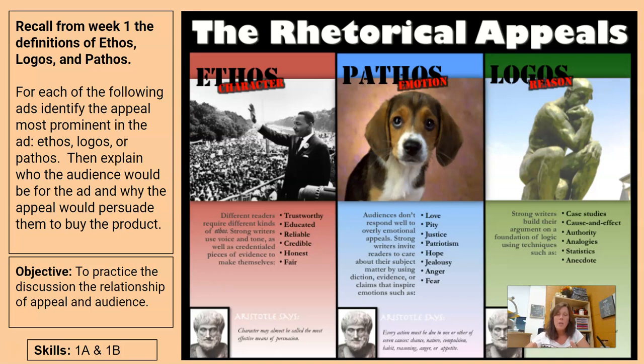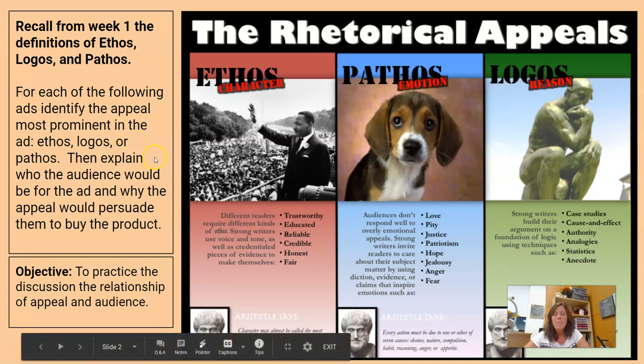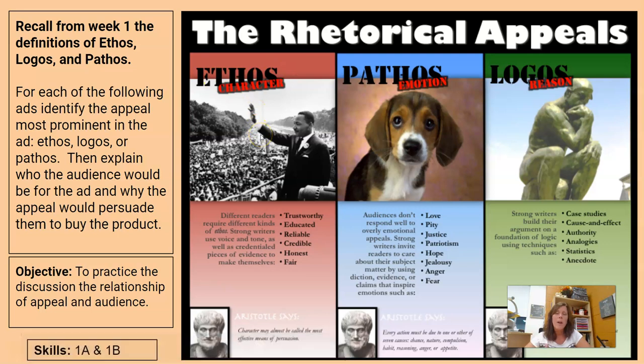Last week, we took an opportunity to review this slide that basically summarizes the Ethos, Pathos, and Logos appeals. As you see here on your screen, when you are trying to build your ethos, that means you're trying to build your credibility and your character with an audience. And you do that by building trustworthiness, by demonstrating that you're educated, reliable, credible, honest, and fair.